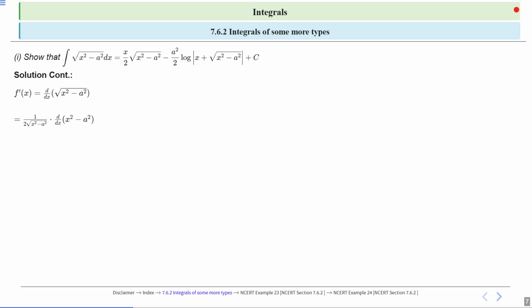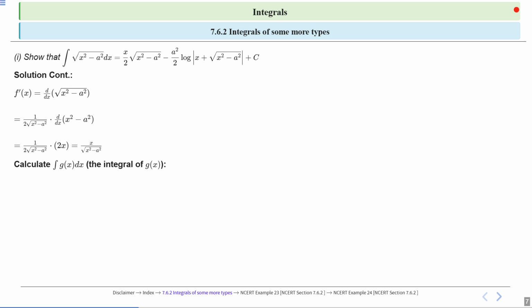Then by the chain rule, we differentiate f(x). So d/dx of f(x) is x² minus a², and we know the differentiation of x² is 2x, and the differentiation of a², which is a constant, becomes 0. So we get 1/2 root under x² minus a² into 2x, that is x by root under x² minus a².